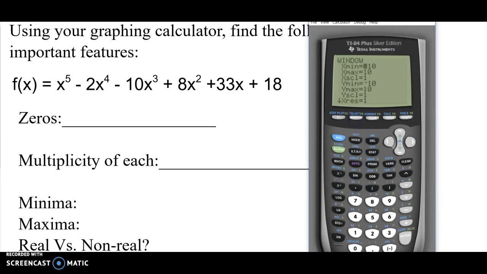So I'm going to go into my window and change my Y minimum to -5 and my X min to -5 and my X max to +5. And then let's just make it a little bit taller. So I'm going to change my Y min to -20 and Y max to +20 and see if that looks maybe a little bit better. That's a pretty good graph.